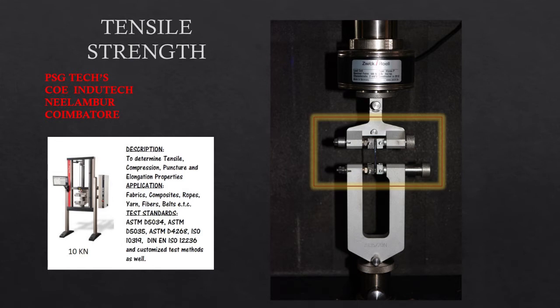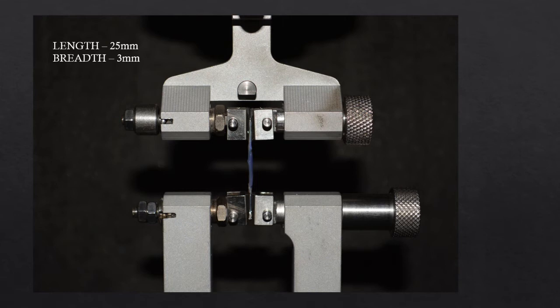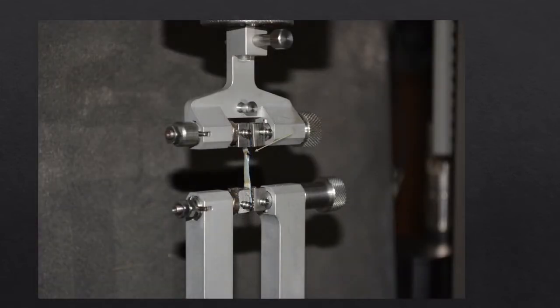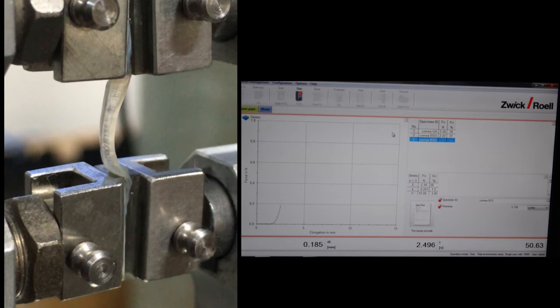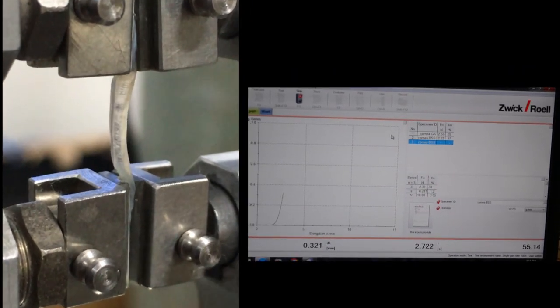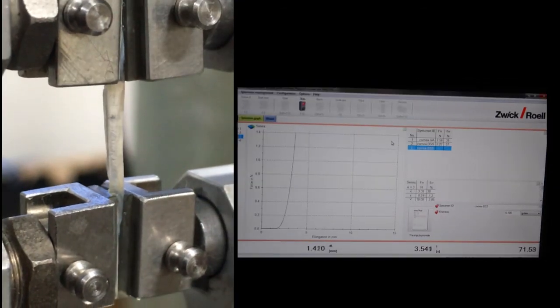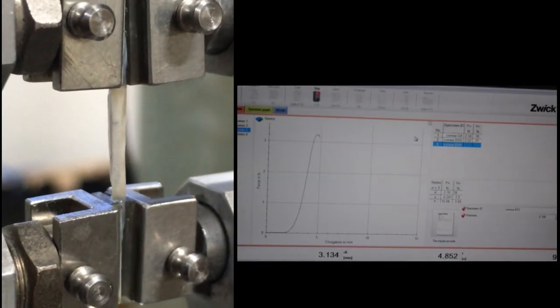We collaborated with PSG Tech, who had a 10 kN machine to measure the tensile strength. The length and breadth of each treated tissue was accurately measured and placed in the prongs. The tensile strength was measured till the tissue gave way during the test. After placing the BSS treated tissue between the prongs, the tissue is stretched to test its tensile strength. The tensile strength is measured graphically and noted.